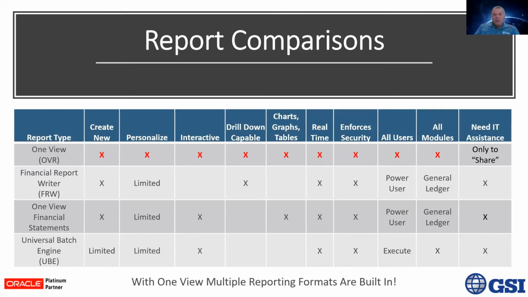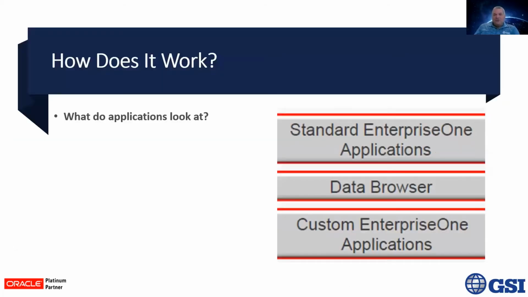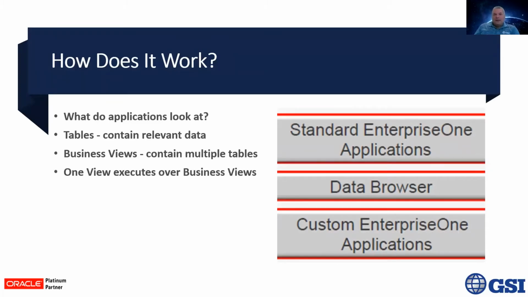So with One View reporting, you can have multiple formats. You can have PDF, you can have a PowerPoint, you can have Word, you can have it come out as Excel, a lot of different ways that people can see the information. And how does it work? It turns around and says, let me see the table that has this information. Let me have that business view that looks at that table and get that information. And One View runs over this view.